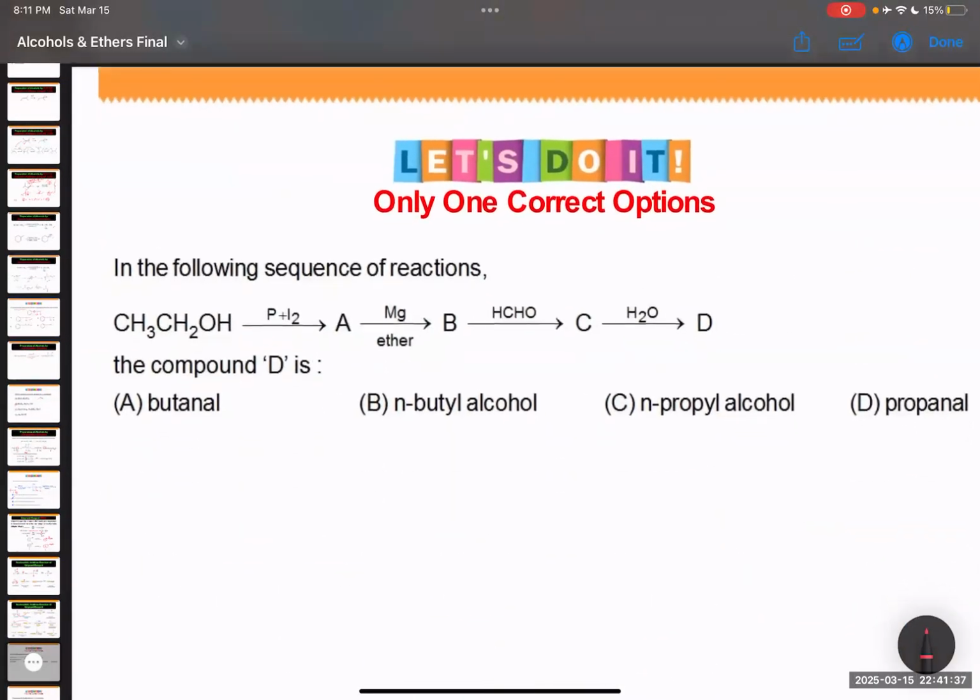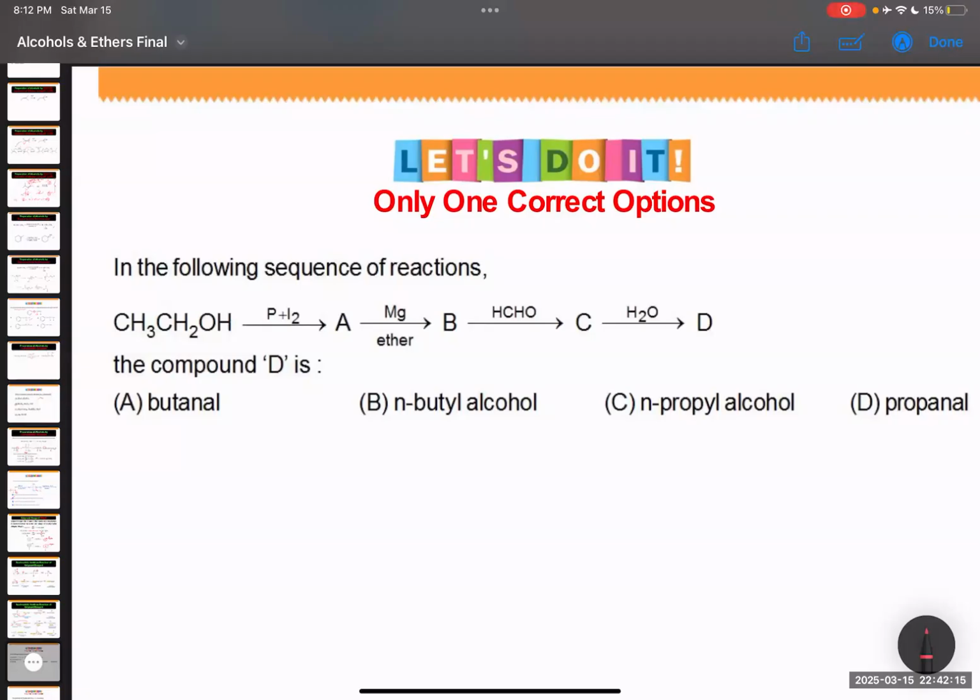Okay, so let's do this. What is going to be the answer to this question? It is a mixture of reactions which we have seen in previous classes and in this class today. So first we have reacted with phosphorus and I2. Phosphorus and I2, you know, it is PI3, right? Got it? Clear?